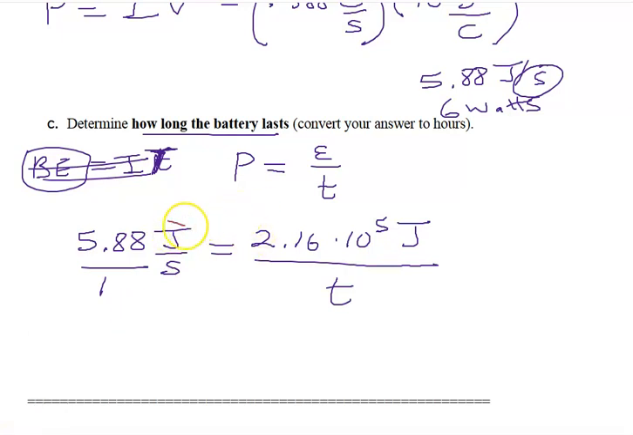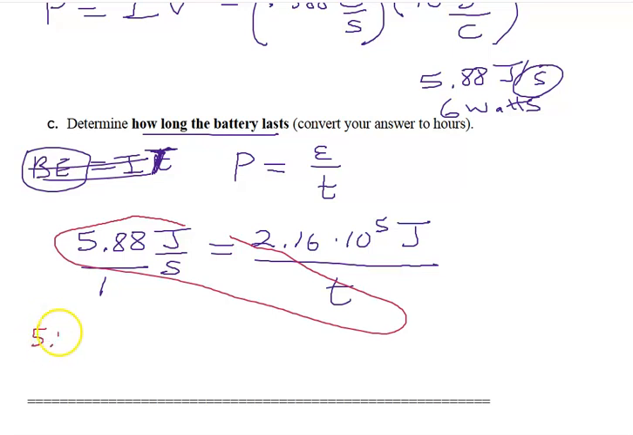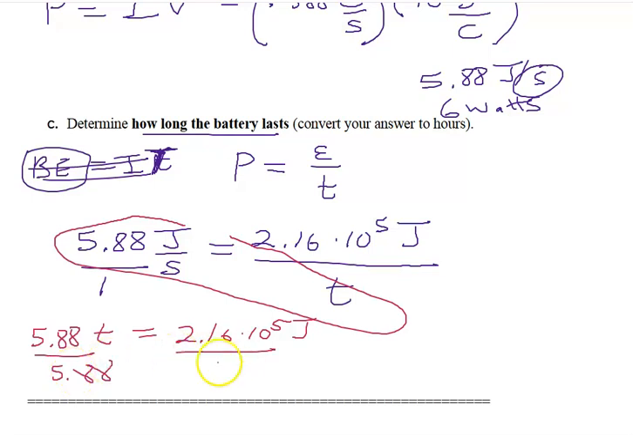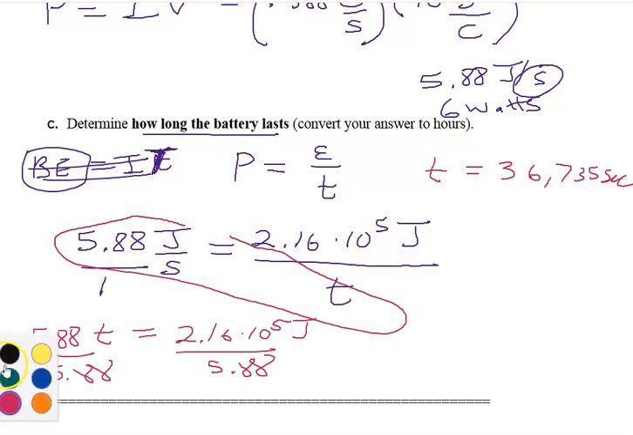Okay, so now we're going to cross multiply. So you get 5.88 lowercase t equals 2.16 times 10 to the 5th joules. Divide both sides by 5.88. And you get the time is 36,735 seconds. So again, not the best unit. I have no idea what that is. So we're going to practice our converting.